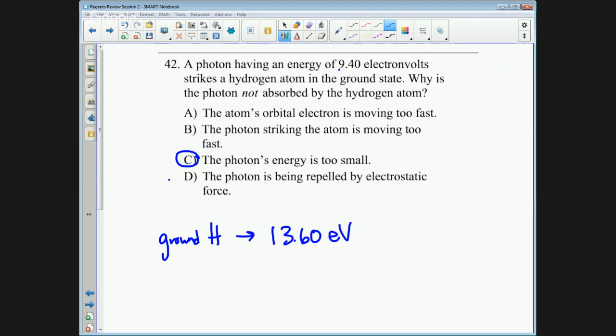It doesn't matter how fast the atom is moving. The atom can absorb the photon as long as it has the right number. Remember, energy needs to be quantized. So this is the only number that it'll accept.